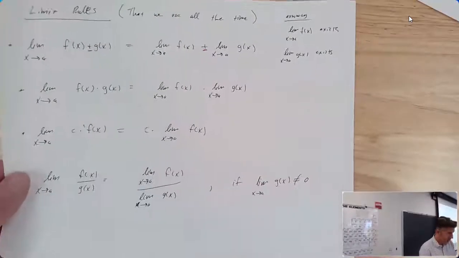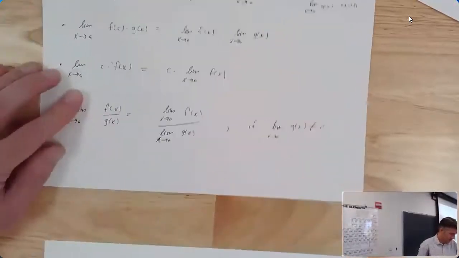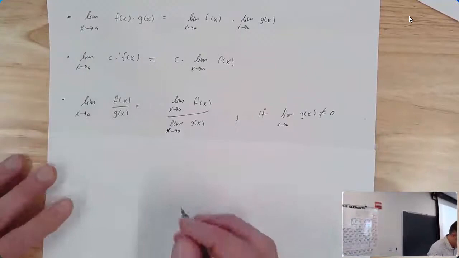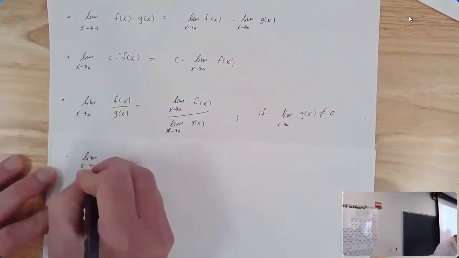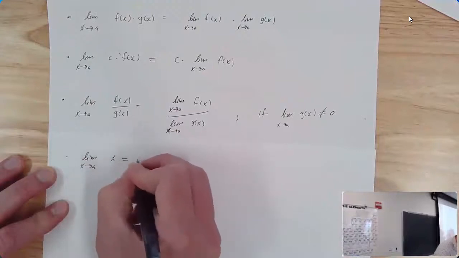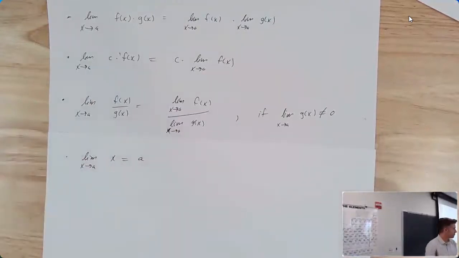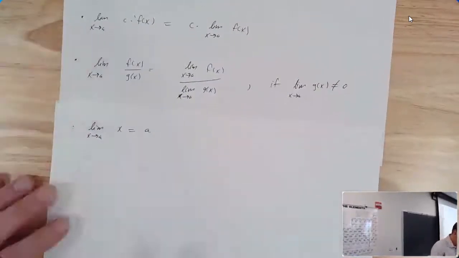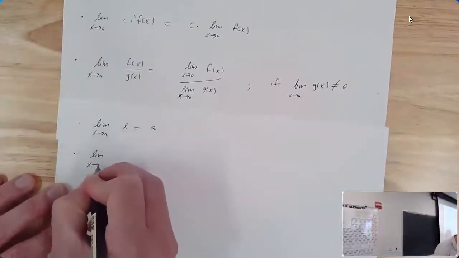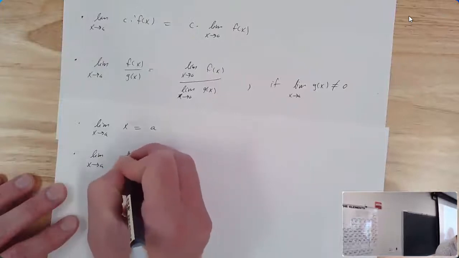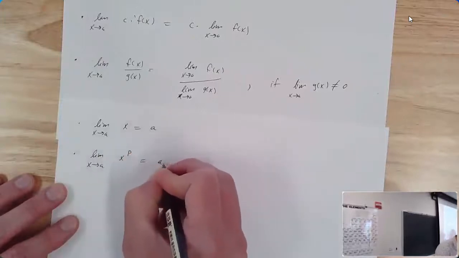So then we have the following as well. These ones are going to feel kind of silly, maybe. So the limit as x approaches a of x is a. The limit as x approaches a of x to a power is a to that power.